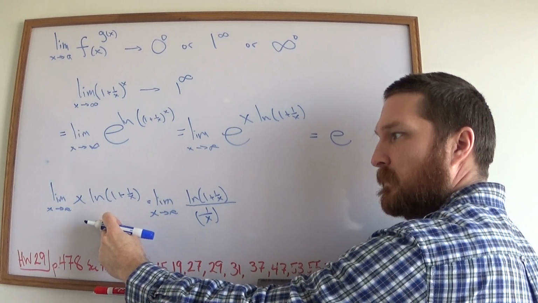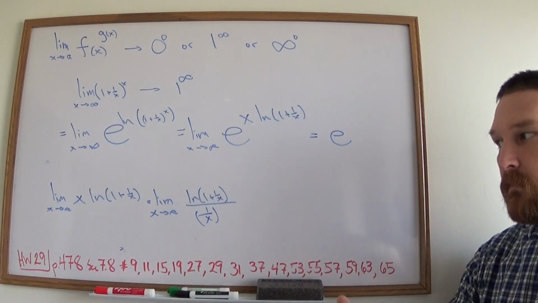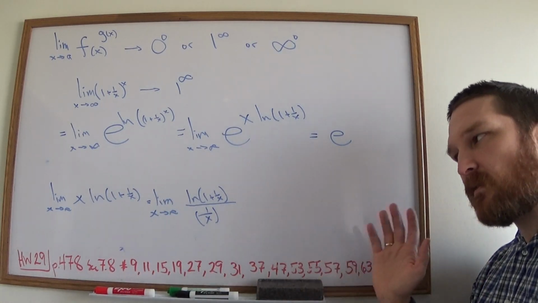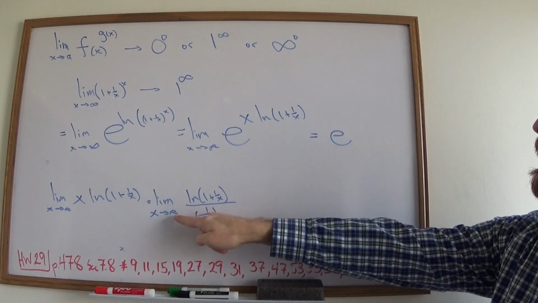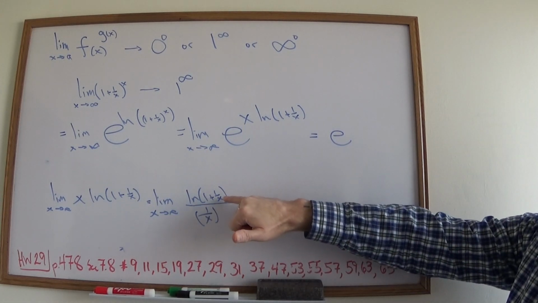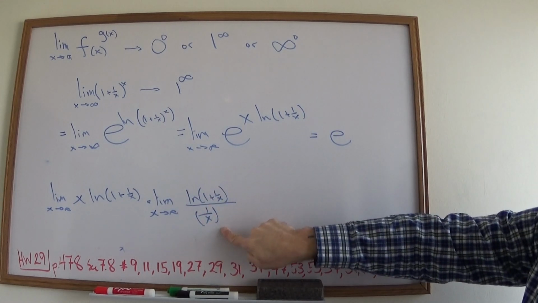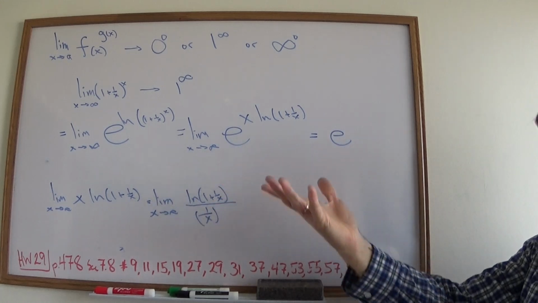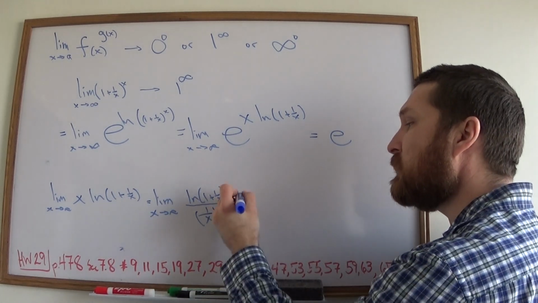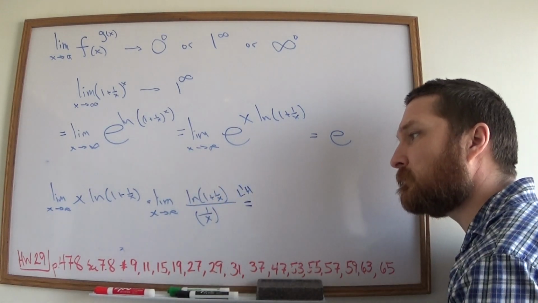That has not changed, has it? I just rewrote it. It's exactly the same thing. I just like to make that note. Now, as x goes to infinity, this guy goes to 0, we get log 1 is 0. As this goes to infinity, one over x goes to 0, so we get 0 over 0. So we can use L'Hopital's rule.